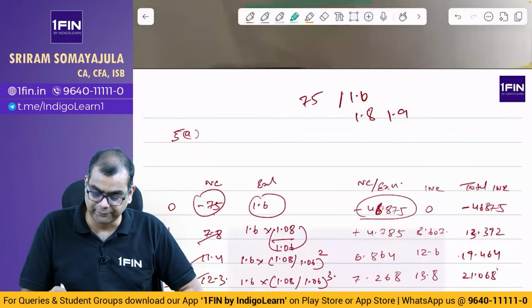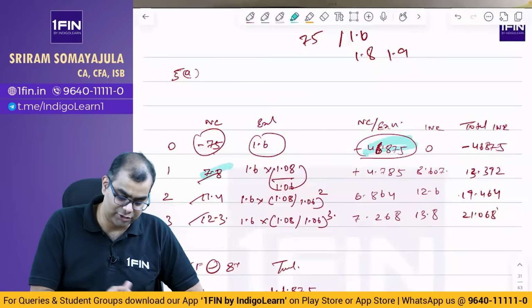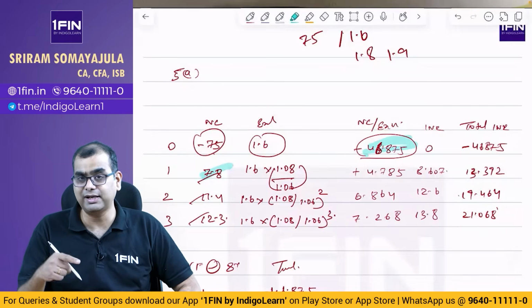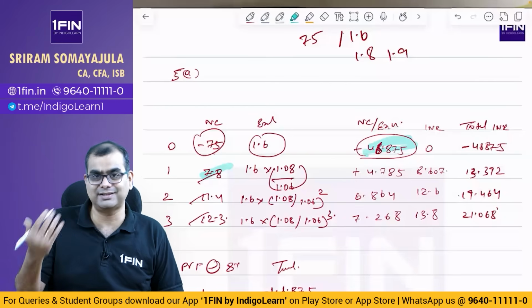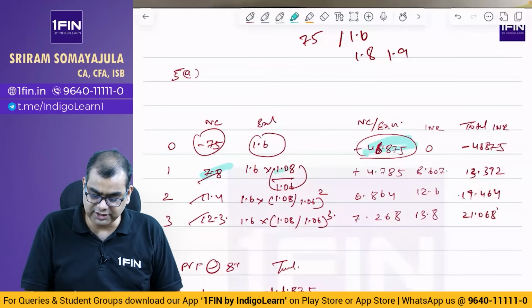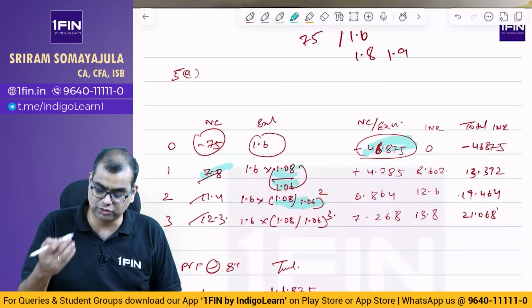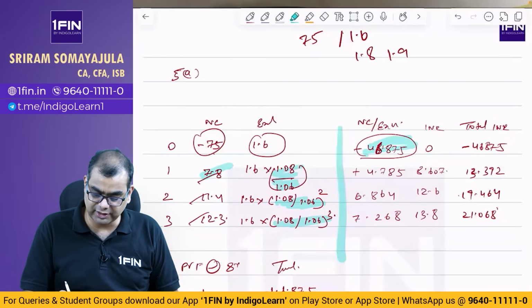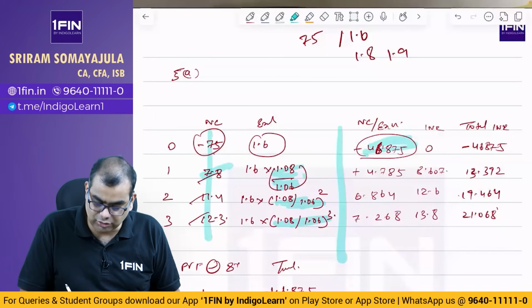This is very good. Okay, but next year's cash flow is 7.8 in Nepalese currency, right? This 7.8 you will divide by a number which is 1.6 into 1.08 by 1.06. Because what did I say? This depreciation will happen because the Nepalese interest rate is high or inflation rate is higher. So 1.6 into 1.08 by 1.06, then 1.08 by 1.06 whole square, and 1.08 by 1.06 whole cube. So like that you get all these three numbers, and you divide the NC cash flow by these numbers.